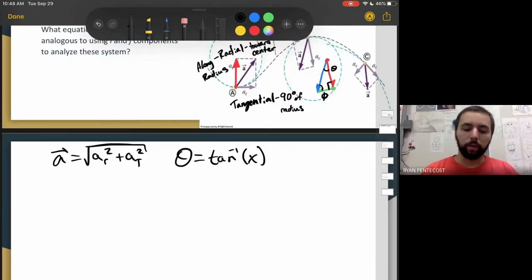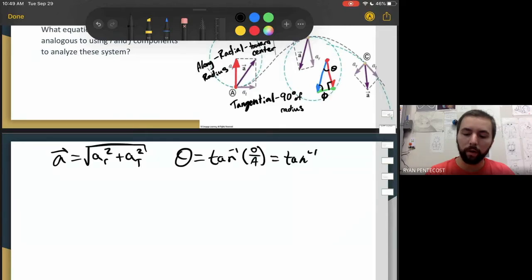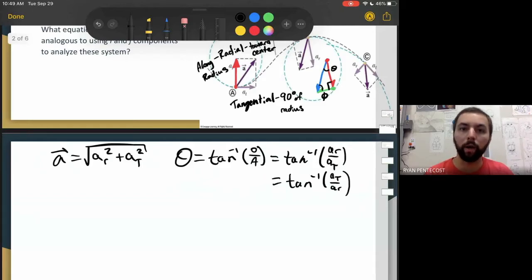Sorry about that. So we can find the angle theta if we look at the tangent inverse of some quantities. This is usually going to be TOA, opposite over adjacent. Depending on where you put your angle, that could be the tangent inverse of your radial over your tangential, or the tangential over the radial. There's really no way to know until we narrow down what angle we're using.